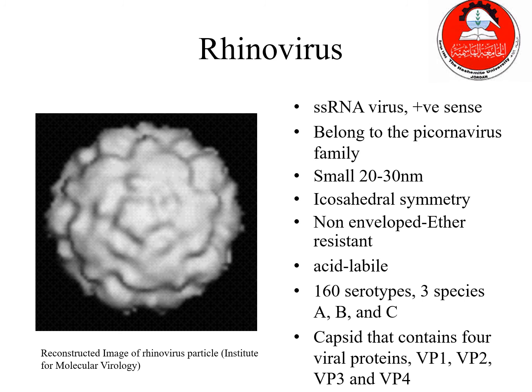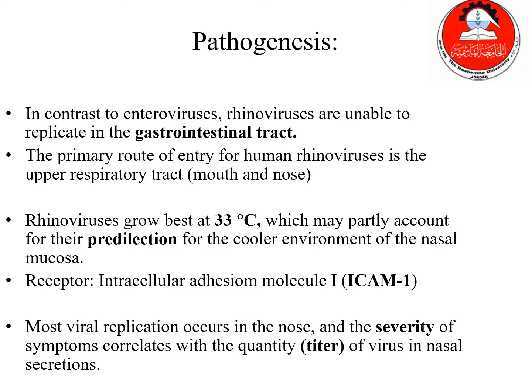The rhinovirus is a single-stranded positive sense RNA virus belonging to the Picornaviridae family. It's a small virus, 20 to 30 nanometers in diameter, icosahedral and naked. We're talking about 160 serotypes, which are divided into 3 species, A, B, and C, and the capsid contains 4 proteins, VP1, 2, 3, 4.